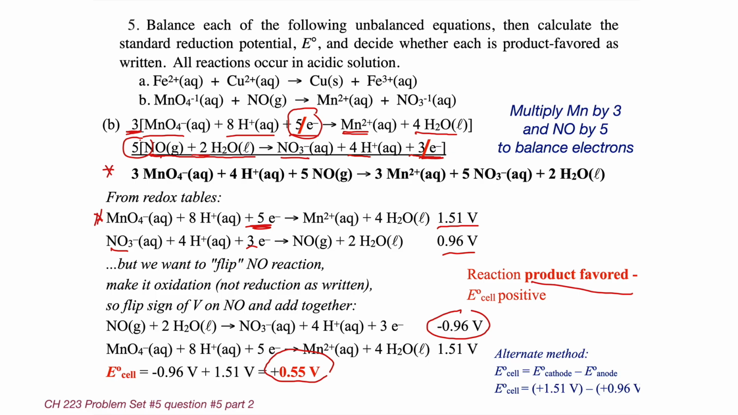Also notice that we multiplied these half reactions by 3 and 5, but we didn't do anything like that down here. We didn't take minus 0.96 and multiply it by 5, and we didn't take 1.51 and multiply it by 3. These numbers, the 3s and the 5s, don't affect E cells, and that's important. So just leave those for balancing, but don't apply them to the E cell values.